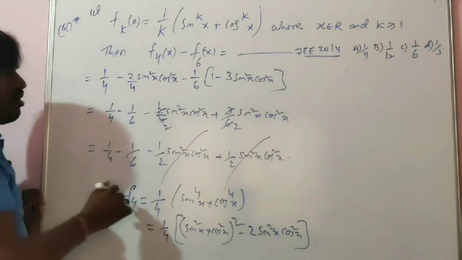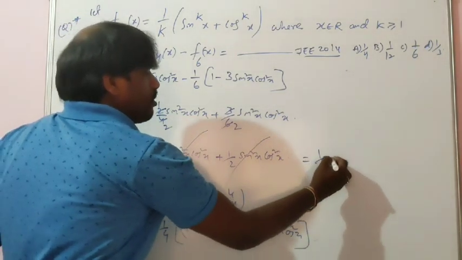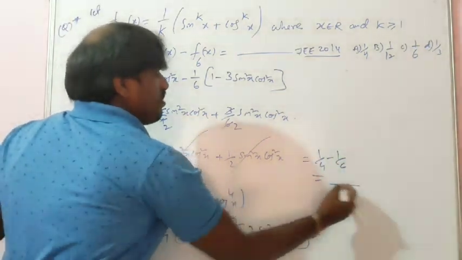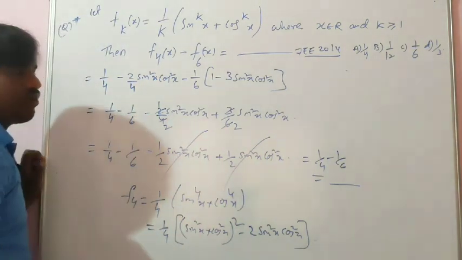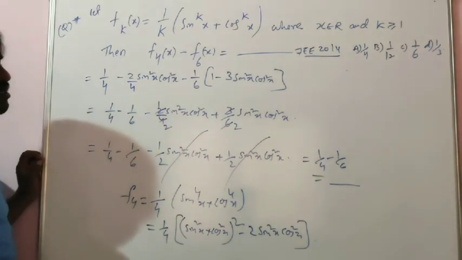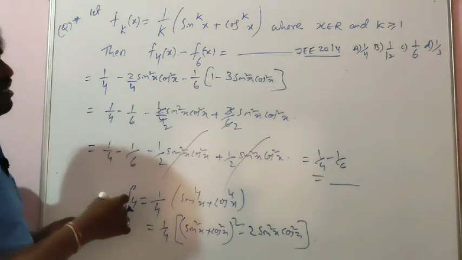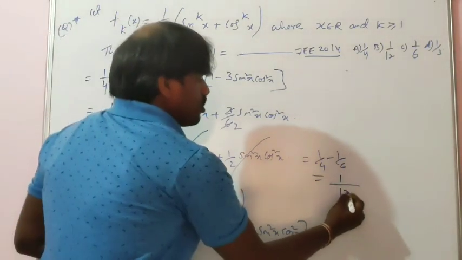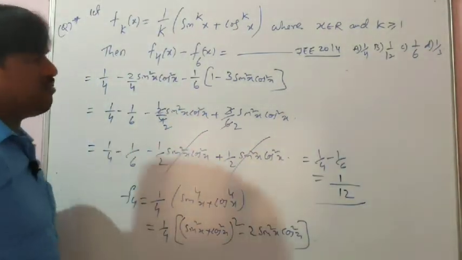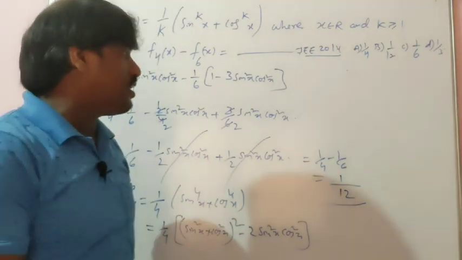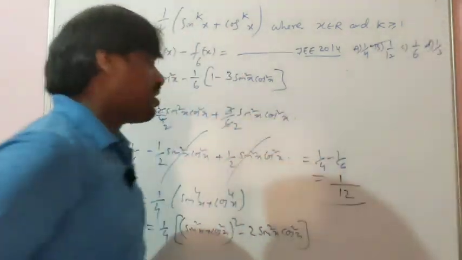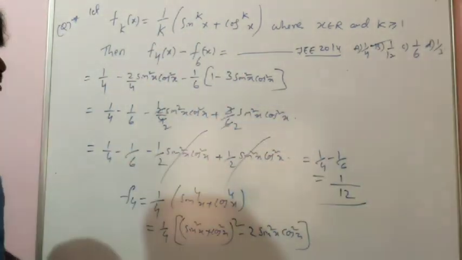So finally I got this one here, 1 by 4 minus 1 by 6. The LCM of 6 and 4, you know that, so you get 1 by 12. This answer is 1 by 12. Okay, if we simplify 1 by 4 minus 1 by 6, that is 1 by 12. So option B is the right answer. So this is the way to deal with this question.